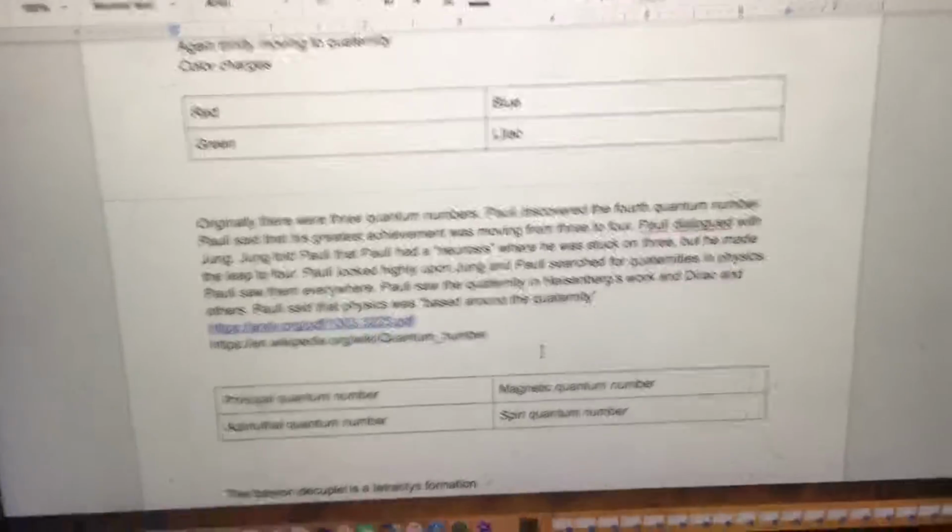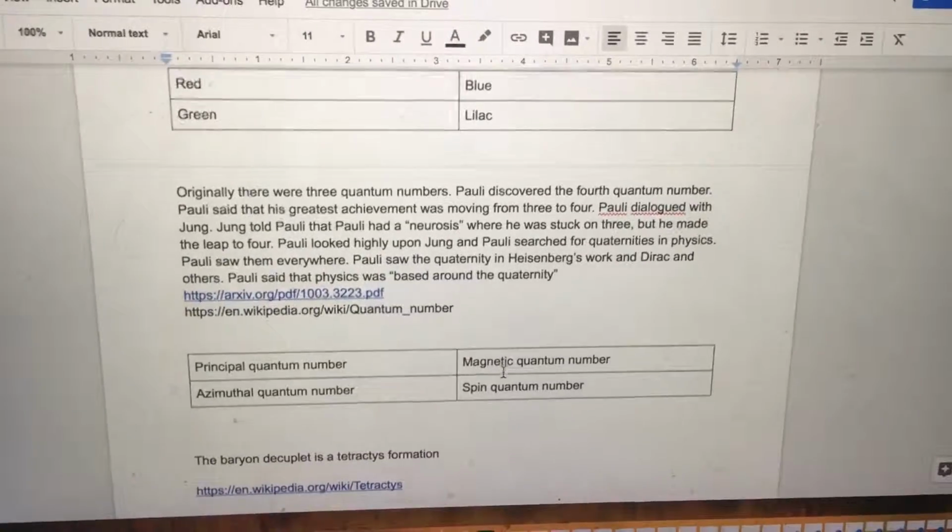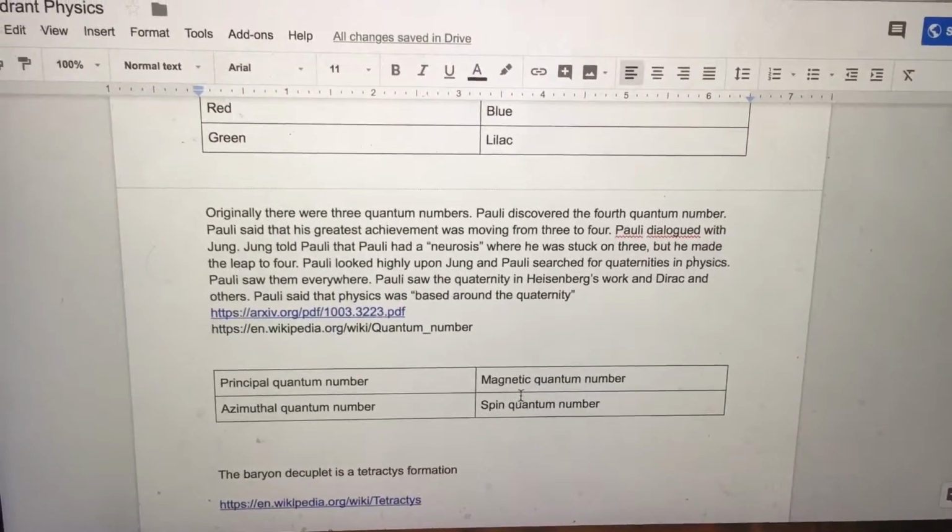Originally, there were 3 quantum numbers. Pauli discovered the 4th quantum number. Pauli said his greatest achievement was moving from 3 to 4. Pauli dialogued with Jung.